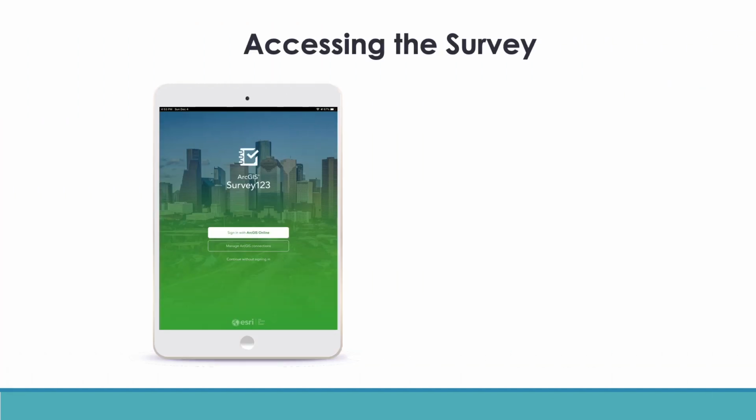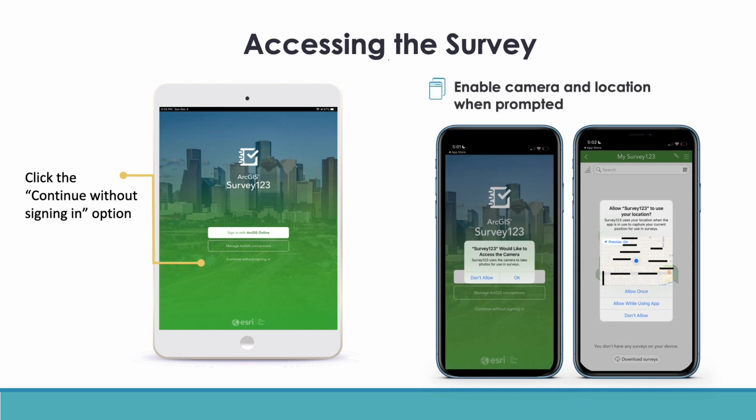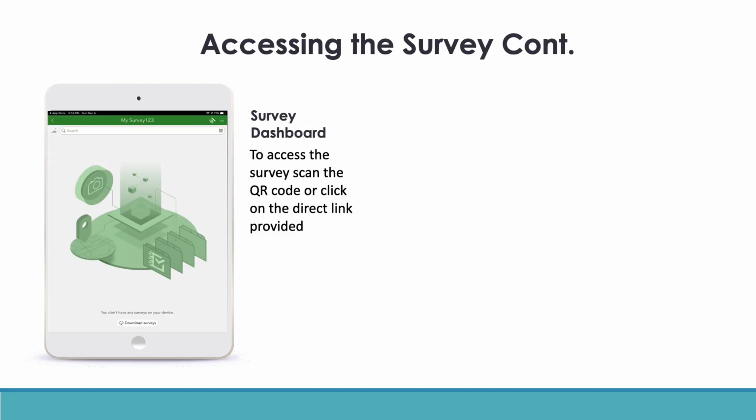Once you've downloaded and opened the Survey123 app, you'll select the Continue Without Signing In option. You will also be prompted to allow the app access to your camera and location. I recommend allowing access to your camera if you plan to scan the QR code to access the survey, but it's not required. Please make sure that you select the option to allow Survey123 to use your location when using the app. This is necessary to record and plot the exact location of each survey once submitted. Once you've done this, you'll be directed to a blank dashboard that looks like the image on your left.